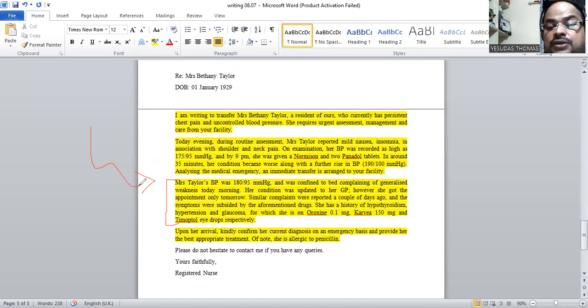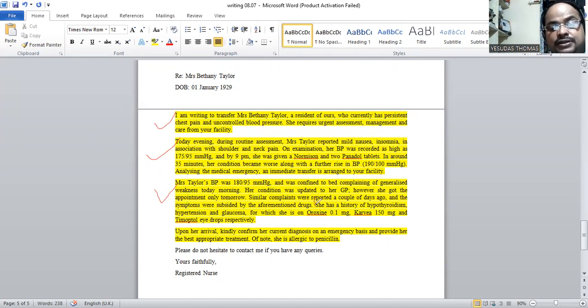Similar complaints were reported a couple of days ago, and the symptoms subsided with the aforementioned drugs, which are Normison and Panadol. She has a history of hypothyroidism, hypertension, and glaucoma, for which she is on Oroxin, Caravia, and Timoptol eye drops, respectively. We could reduce the word count here. We have a lot of data which seems very important to the letter, but actually we need to reduce the word count. The meaning is almost clear there.